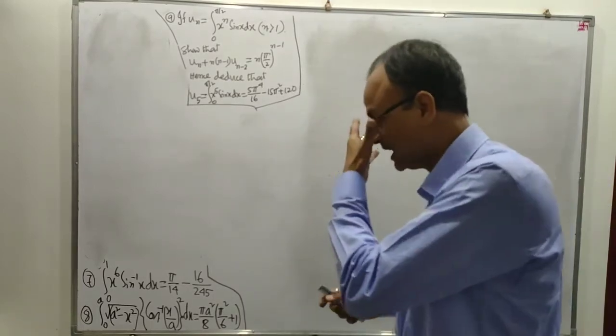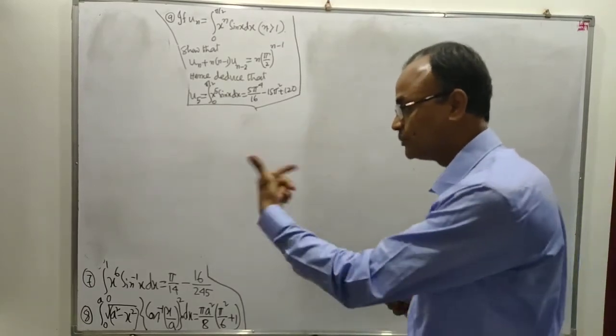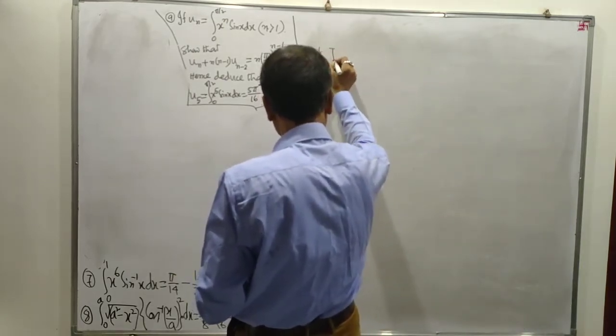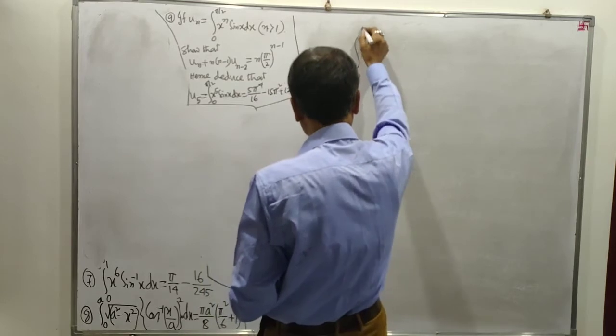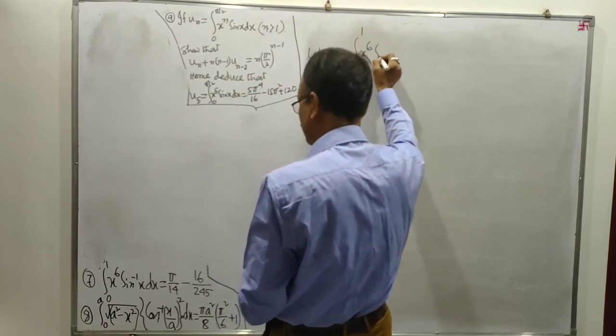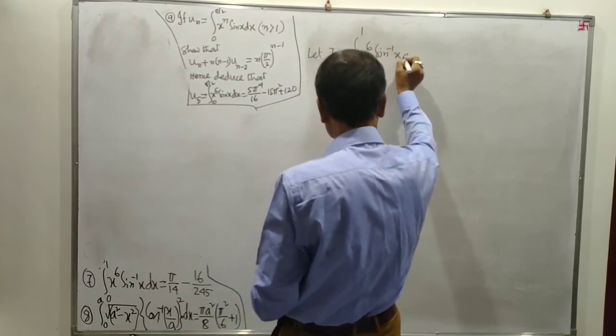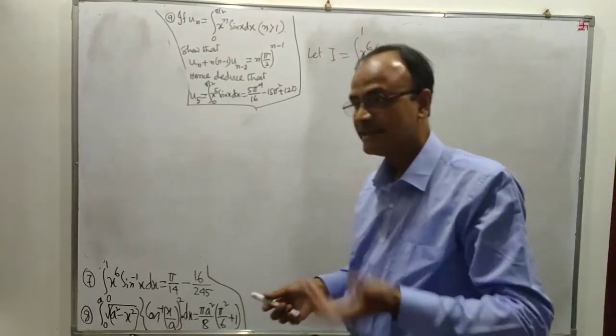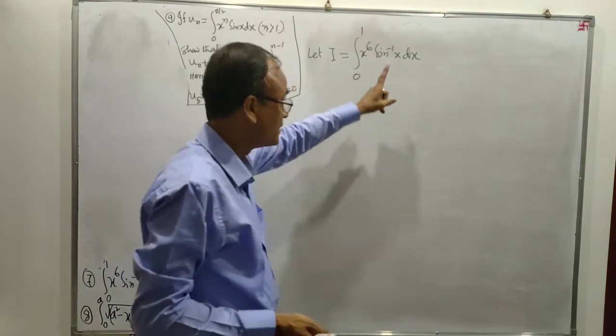Number 7. Integration 0 to 1 x to the power 6 sin inverse x. Let I equal to integration 0 to 1 x to the power 6 sin inverse x dx.